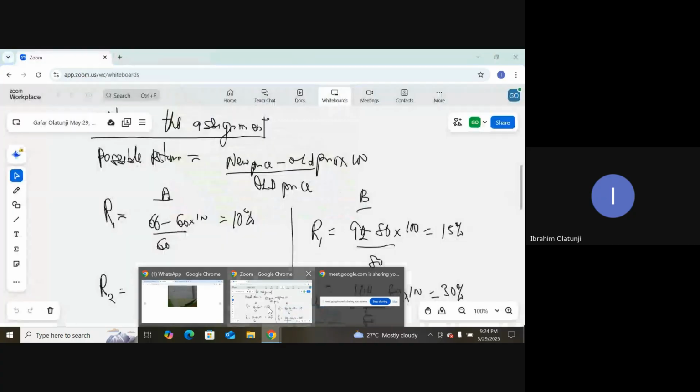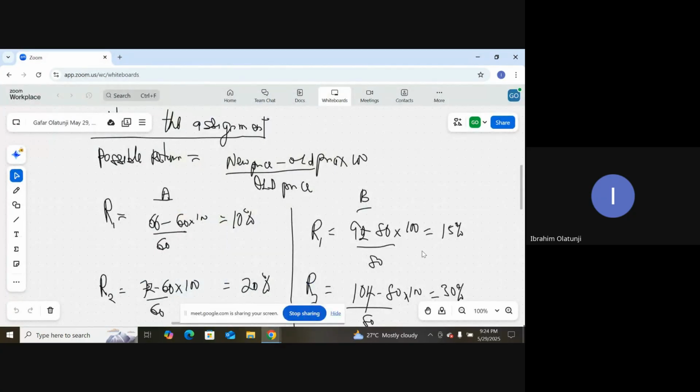If you want to do the second one, 72 is your new minus 60 old, divided by old again. If you want to do the third one, 51 is your new minus old. Old is 60, which is the current price, divided by old again. It means 51 minus 60 divided by 60 again, multiplied by 100. That is what we did for stock A. You do the same thing for stock B, then you get your answer.